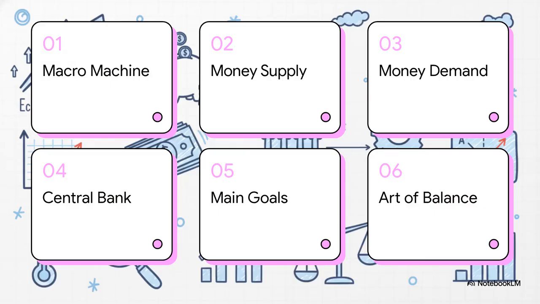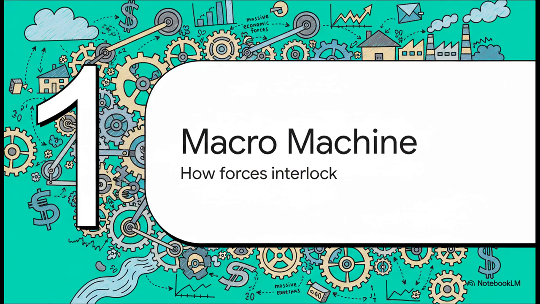So here is our roadmap for today. We'll start with the macro machine, break down the money supply, and check out money demand. After that, we'll introduce the central bank, review their main goals, and wrap the whole thing up with the art of balance. All right, jumping right into Section 1, the macroeconomic machine. Let's see how these forces interlock.